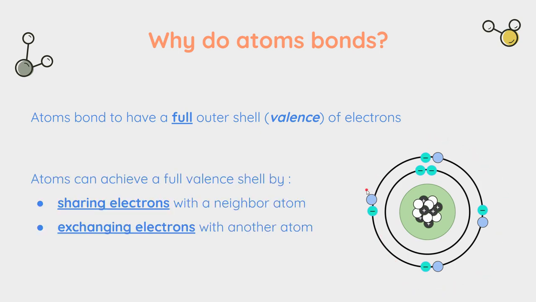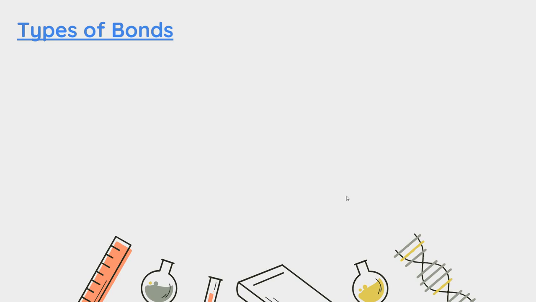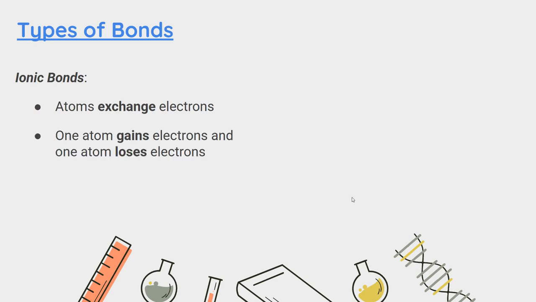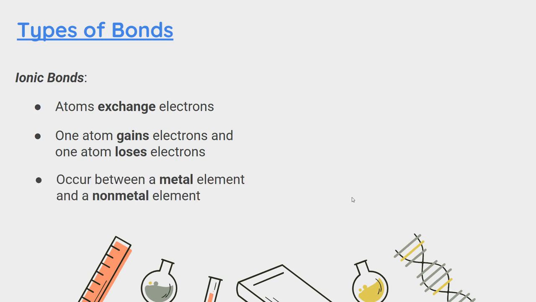Atoms can do this by either sharing electrons or exchanging electrons with another atom, and we'll get into that a little more later. So we have two types of bonds. The first are called ionic bonds. These occur when atoms exchange their electrons, or in other words, one atom will gain electrons while the other atom loses. And these occur between a metal element and a non-metal element.